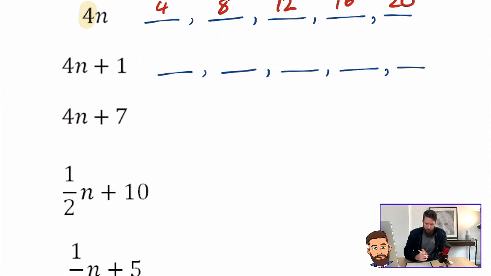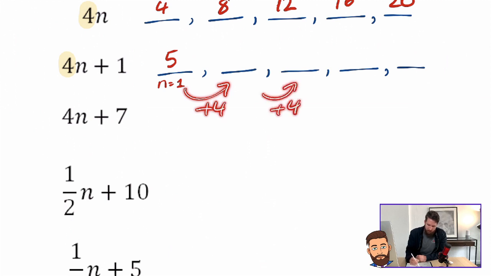If we look at 4n plus 1, well, let's work out the first term. n is 1. What is 4 times 1? 4 plus 1, 5. So the first term would be 5. When n is 1, the first term is 5. What do you know this sequence is going up in? Hopefully you're starting to see a pattern. This sequence is going up by 4 because 4 is in front of n, which means I know it's going up by 4. So I could simply add 4 now, rather than substituting n as 2 in.